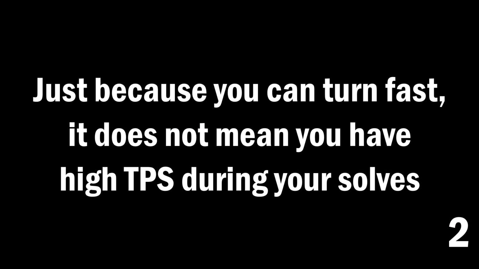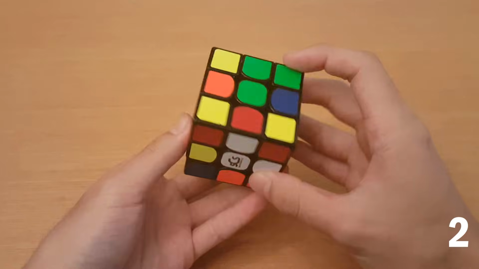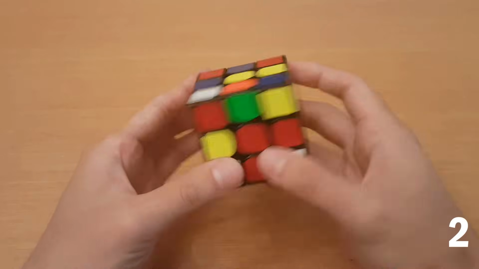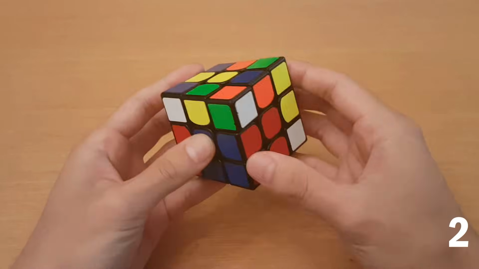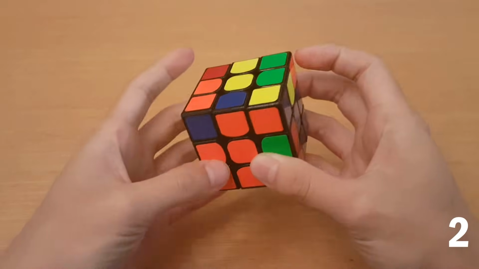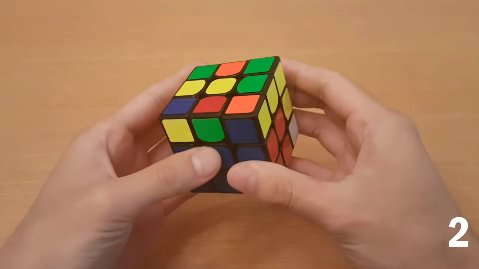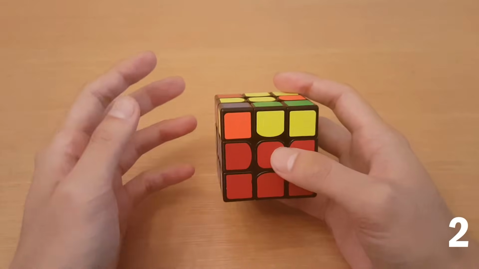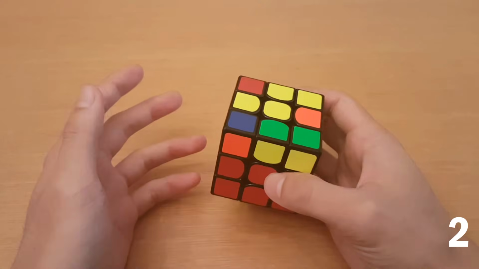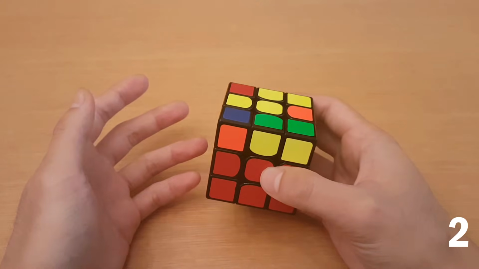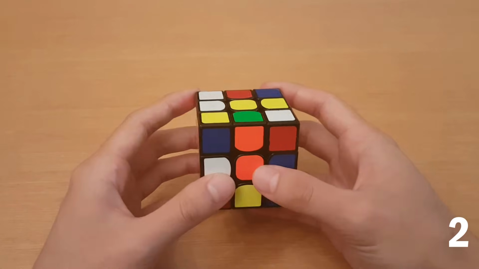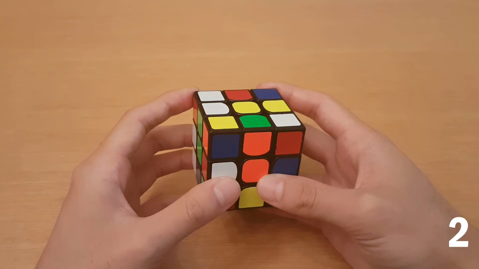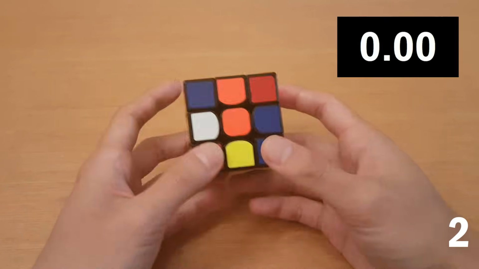Now keep in mind that just because you can turn fast does not mean you have a high TPS, or turns per second, during your solves. So if you do a solve like this, you can see I'm turning really fast, but I'm also pausing. So I have really high TPS when I'm turning, but when I'm not turning, of course, my turns per second is 0. So in that case, it would actually be better for me to turn slower and have no pauses instead. So something more like this.